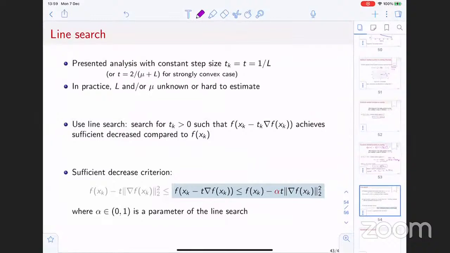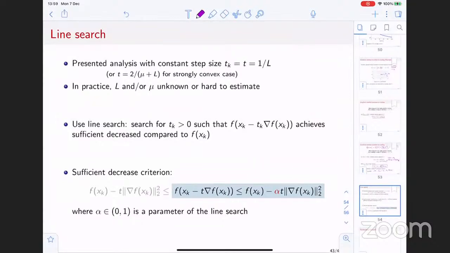So in the previous two results, I presented the analysis with a constant step size. Assuming that you know properties of your function, mu and L, based on this you would choose the step size t_k, and in both cases I used the constant step size. In practice, though, the constants L and mu are hard to estimate or just unknown.